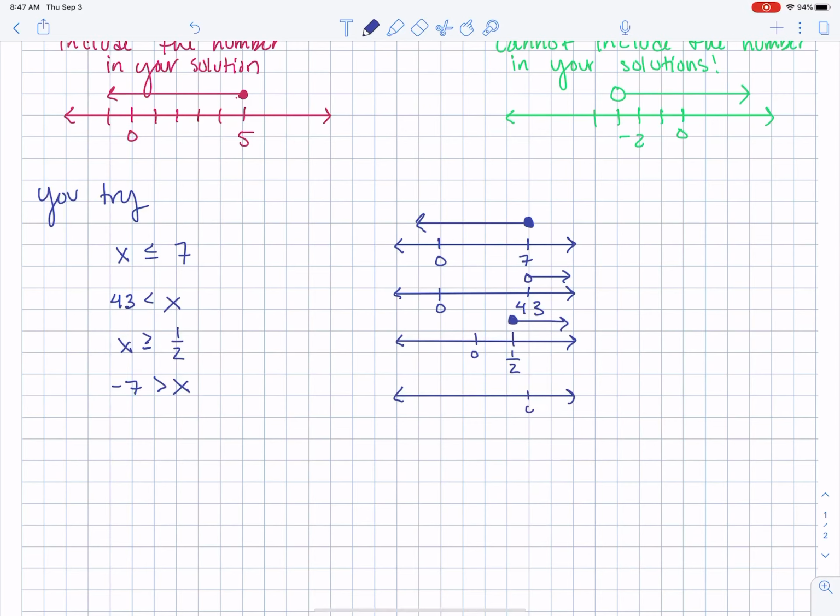This one is 0, and now we know that it's -7. So I'm going to put -7 over here, open circle. And I'm talking about numbers less than -7. And now, if you remember, when you're talking about numbers less than negative, they go more negative, they get smaller and less than.